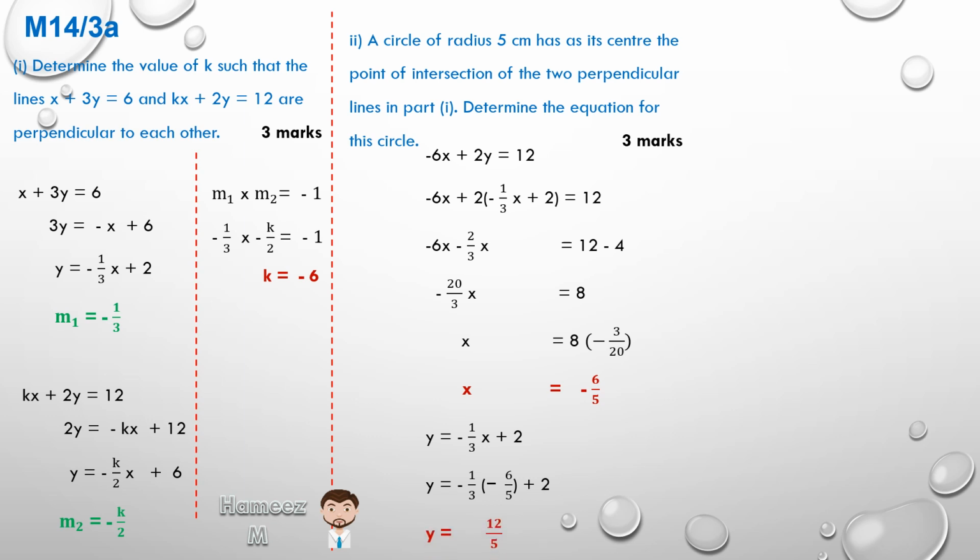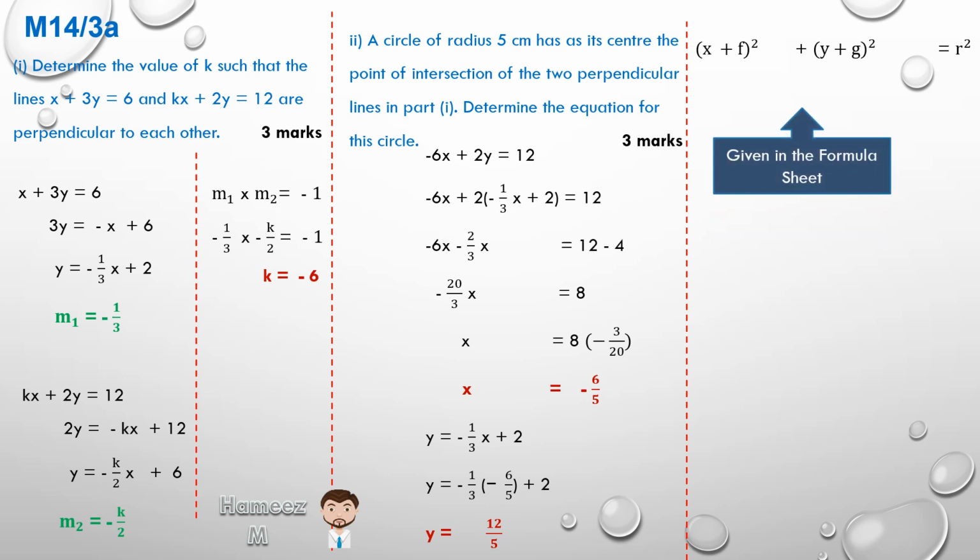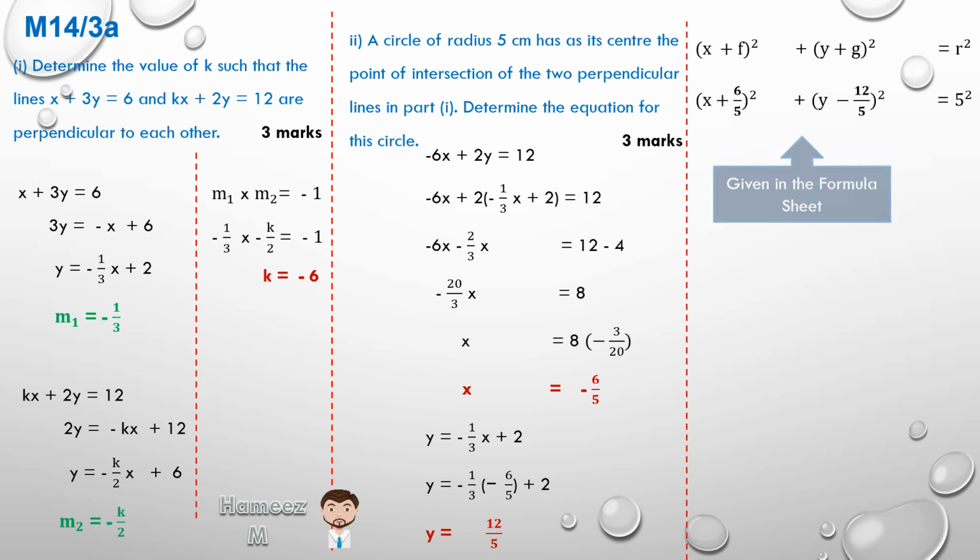And since we know the center of the circle, then we can substitute into the general formula (x plus f) squared plus (y plus g) squared is equal to r squared. Remember, this is the formula that's given. And we know that it's cutting at minus 6/5. So (x plus 6/5) all squared plus (y minus 12/5) all squared is equal to 5 squared. Remember, in part 2, the first line, they told us the radius was 5. So we can expand and simplify.